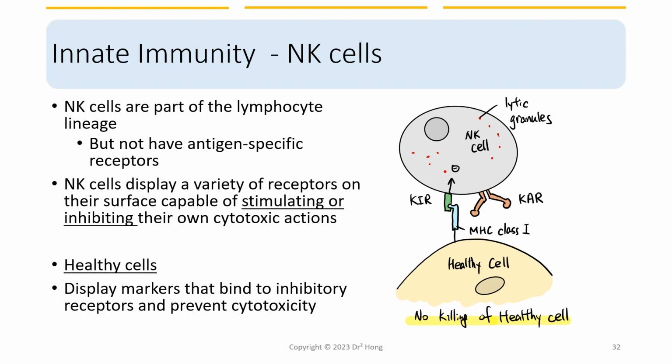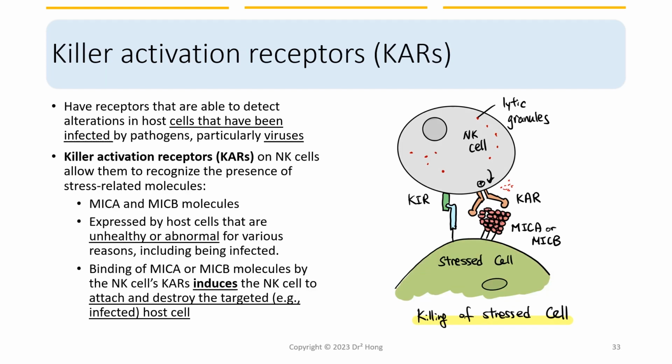Now here is a figure that shows you different receptors that we're going to talk about. Now, when it encounters healthy cells, that displays a marker that can actually initiate an inhibitory response to prevent themselves from being killed. So no killing of healthy cells. Now let's take some time to look at how NK cells perform killing.